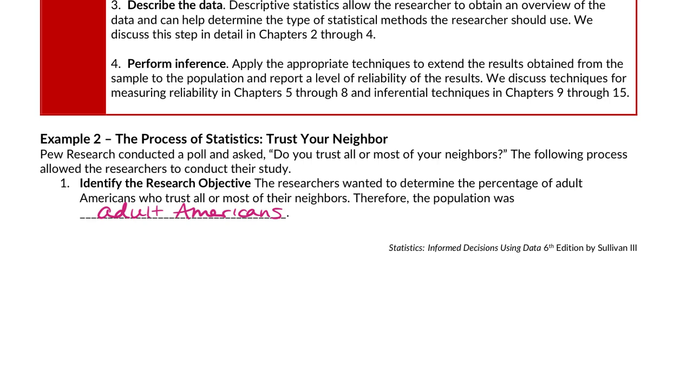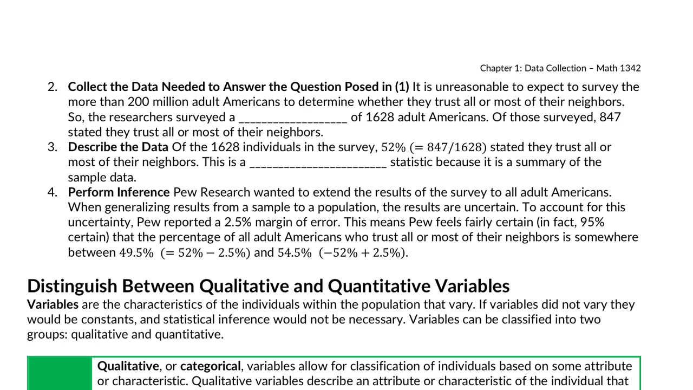Then they set about collecting the data. It is unreasonable to expect to survey the more than 200 million adult Americans to determine whether they trust all or most of their neighbors. So the researchers surveyed a what? What is it called when you get a smaller group? Sample, very good. A sample of 1628 adult Americans. Of those surveyed, 847 stated they trust all or most of their neighbors.